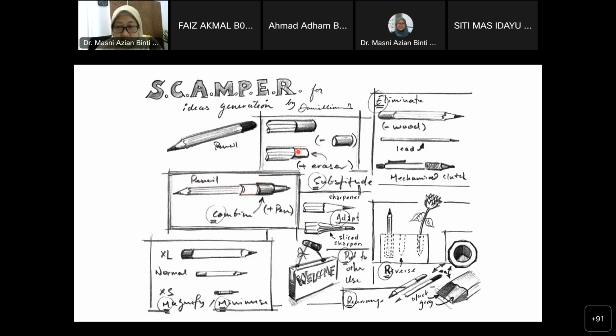So just now we generated one idea using the S, and then you are able to generate a second idea based on the combine feature in SCAMPER. Okay, so we already have 2 design concepts. So easy, right? To generate multiple design concepts is not that difficult. Okay, and then look at the A part. The A part is to adapt. Okay, adapt to the user.